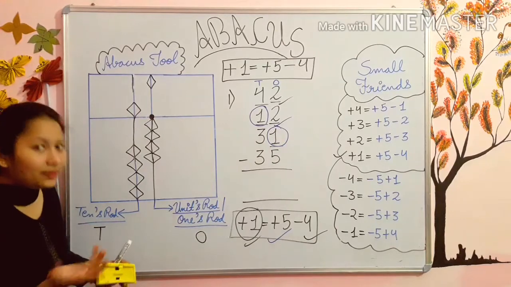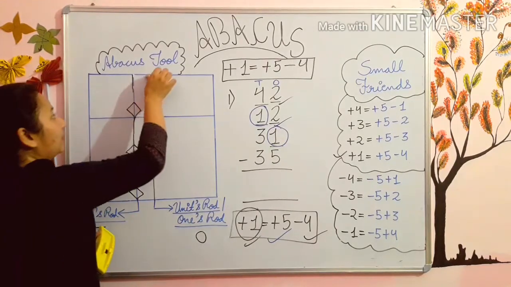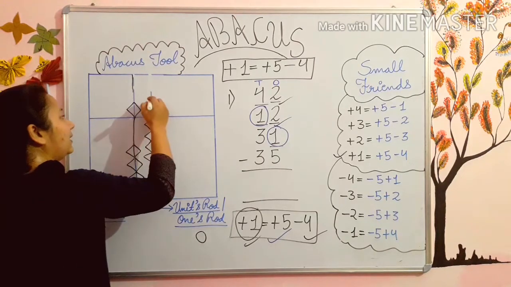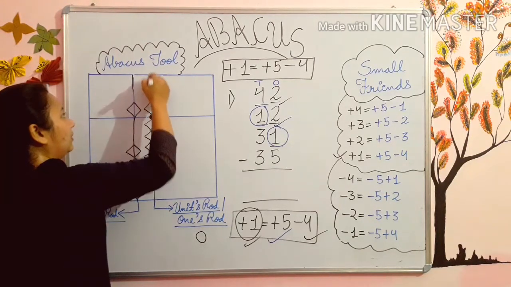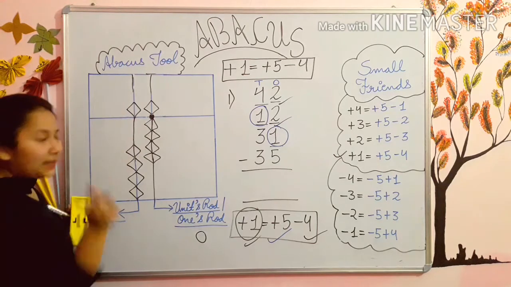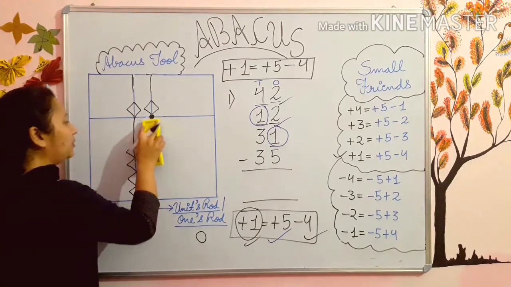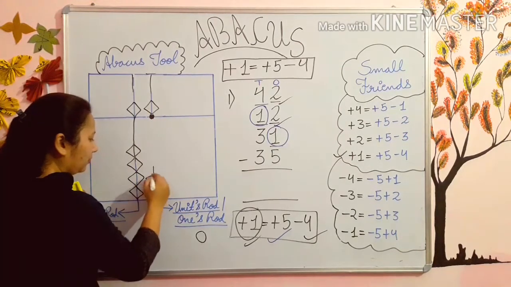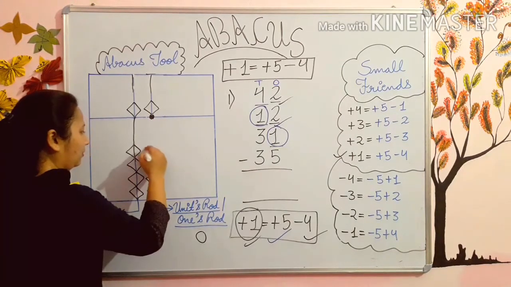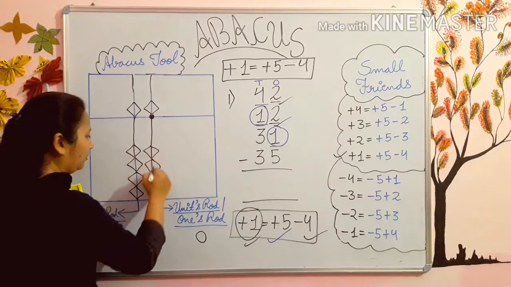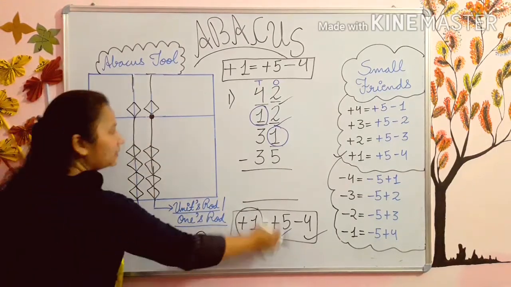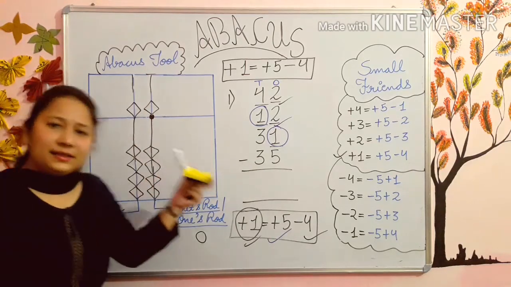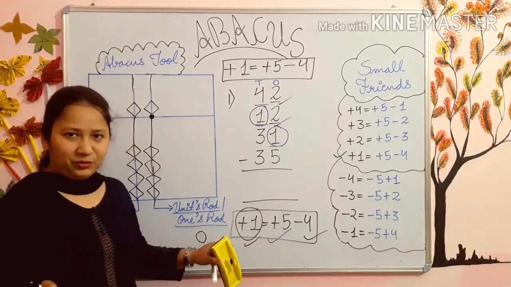So 1 you have to add. The bead is not there. So what will you use? Plus 5. Add 5. Add means put the 5 bead down. Minus 4. Minus 4 means put the 4 beads down. You have done plus 5 minus 4 and your 1 is added. Nothing you have to do now.